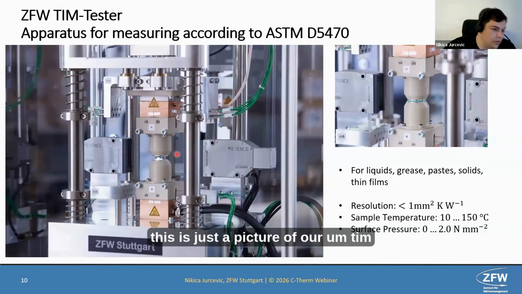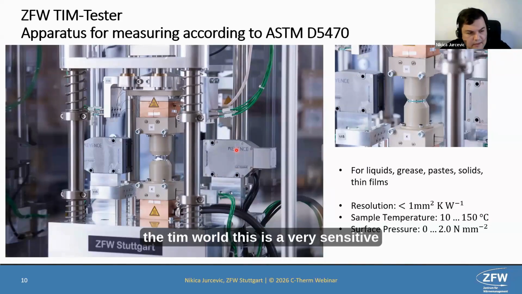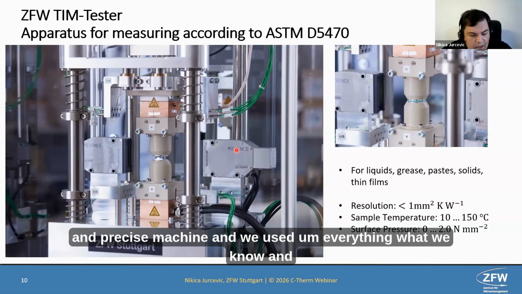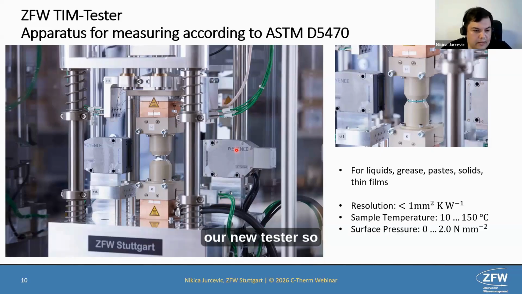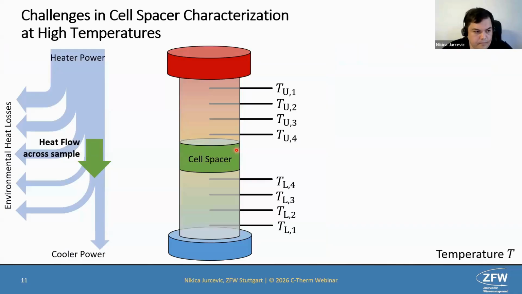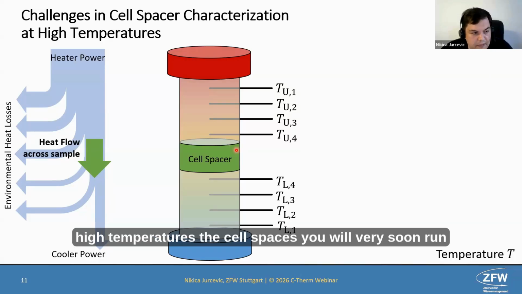So this is just a picture of our TIM tester, the solution for the TIM world. This is a very sensitive and precise machine, and we used everything we know and everything we're good at in this field in our new tester. So why can't we use the tester itself and just put high temperature cartridges in and test it at high temperatures, the cell spaces?